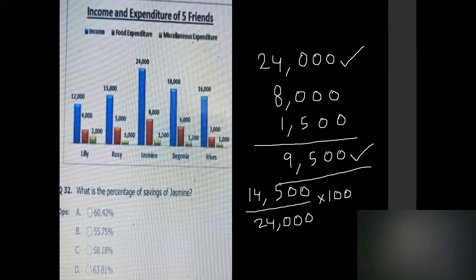So 14,500 out of 24,000 into 100. If we further simplify this, two zeros and two zeros get cancelled, 10 and 10 get cancelled, so 145 into 10 by 24. Okay, approximately what is the answer? If we simplify this, 145 into 10 is 1450, 1450 by 24.